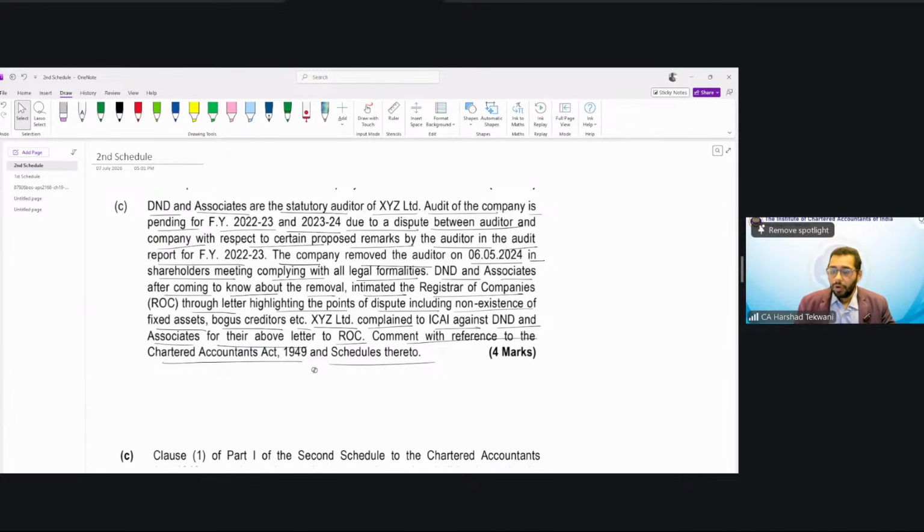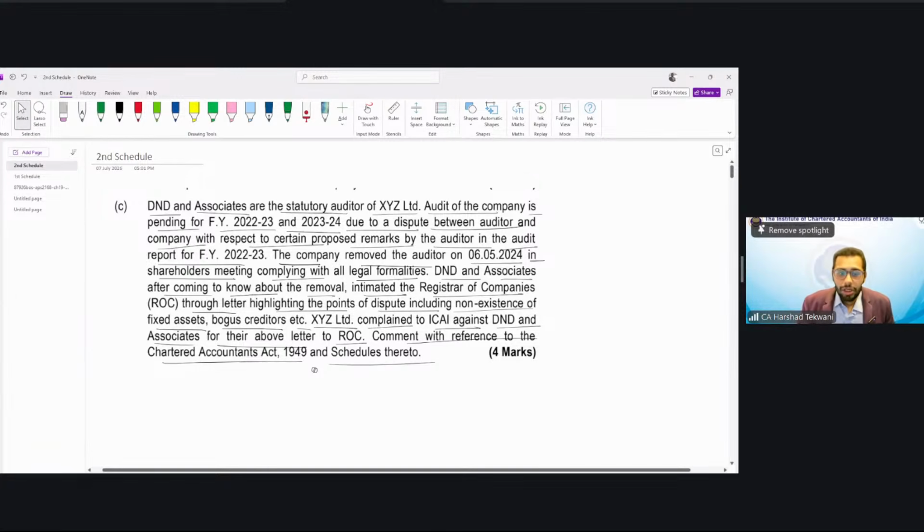Anyone? Okay. So if I talk about fraud reporting, the way the reporting is done for a fraud by the auditor is under section 143, subsection 12. Under section 143(12), a particular auditor needs to specify the things which are there and he needs to file Form ADT4.